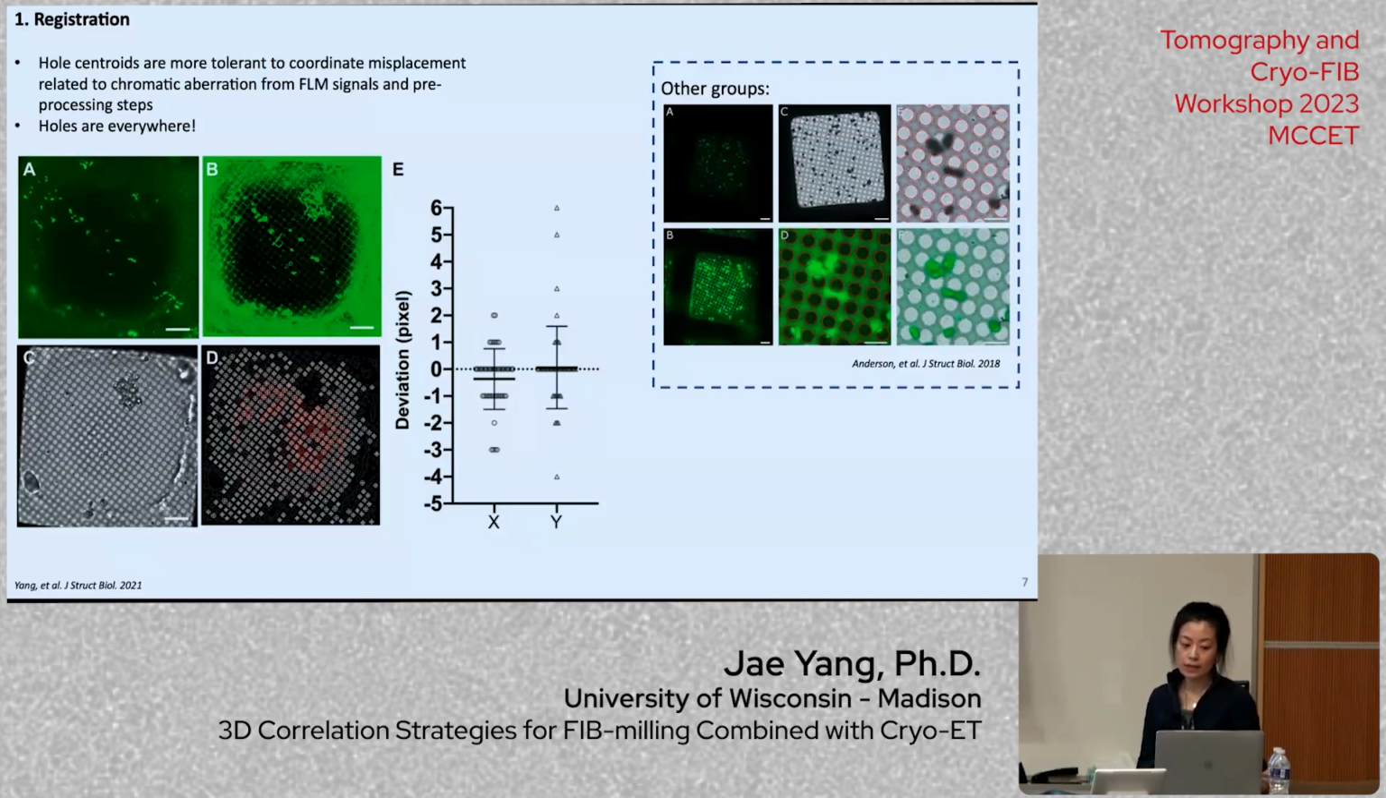It's more tolerant to coordinate misplacement, which is where you want to place the center of your fiducial. It's also more tolerant to the chromatic aberration from the film signals. And holes are everywhere, so you can pick as many as you want. We actually did this quantification to see what kind of chromatic aberrations there are between the bright field and the fluorescent channels, where we're interested in the pixel misplacement, and it's actually very minimal.